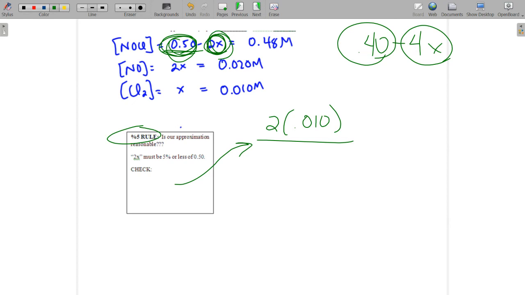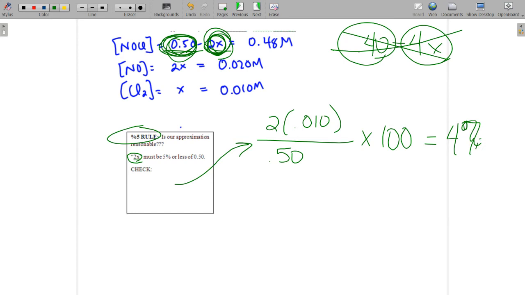So that's where these numbers are coming from. That's why I got the 2x here, because the 2x is what we're looking for in this specific problem. And the reason I have the 0.50 is due to the fact that that's the initial. If the initial was something else, we would put something else in there. And then you multiply it by 100, and you figure out if that answer is less than 5%. If you did the calculation right, it should be 4%. Come on, percent sign, and that is good to go.